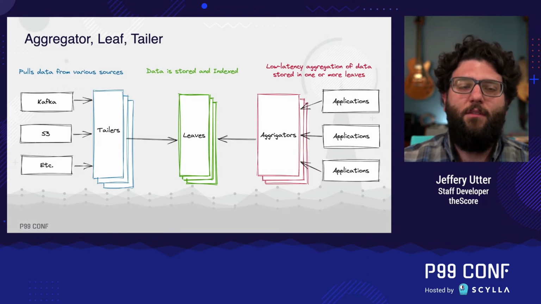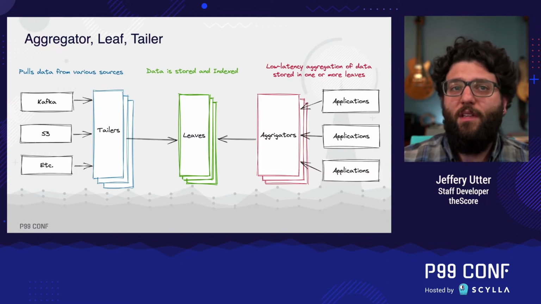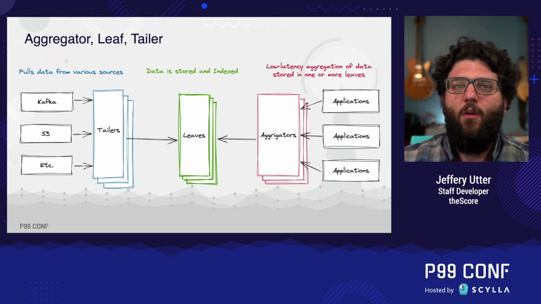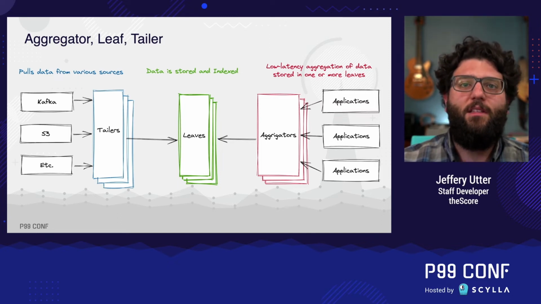So what does Aggregator Leaf Tailer look like? It's simply this. There's three main components. The Tailer, which pulls data from various sources, could be Kafka, S3, HTTP APIs, pretty much anything. It then inserts that data into leaves, where the data is stored and indexed. And then on the other side, clients make requests to an aggregator, which pulls the data out of the leaves from one or more leaves, and then does any aggregations or anything that it needs on that data, and returns it to the users.